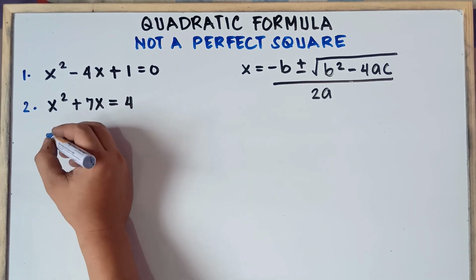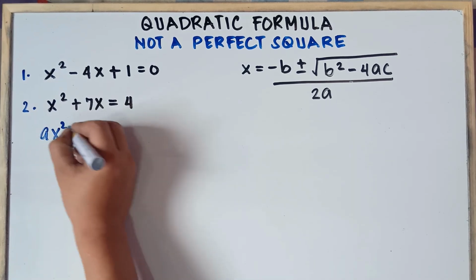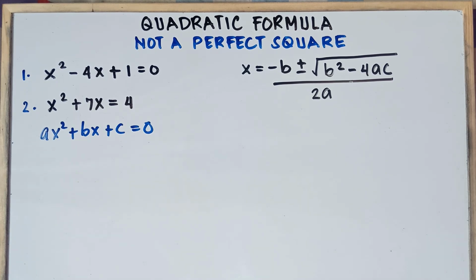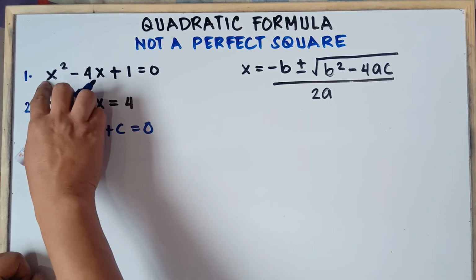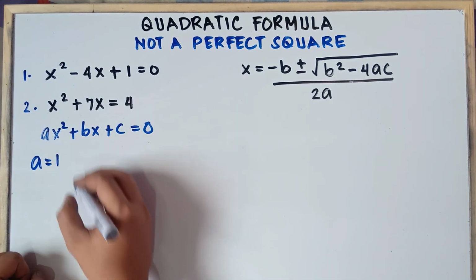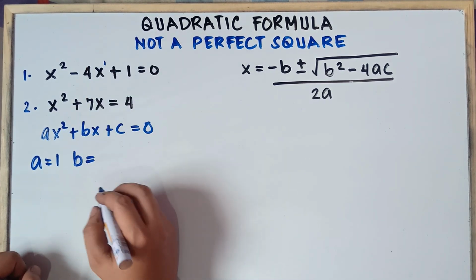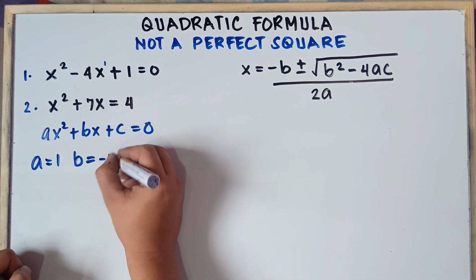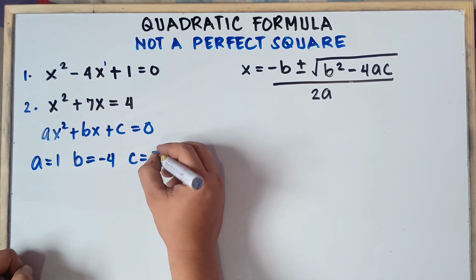Once again, our general equation, or the standard form of a quadratic equation, is ax squared plus bx plus c equals 0. So our a is beside x squared. Understood that there's a 1 here, so our a is 1. Our b is beside x with an exponent of 1, the linear term, so our b is negative 4. And our c is the constant, which is positive 1.